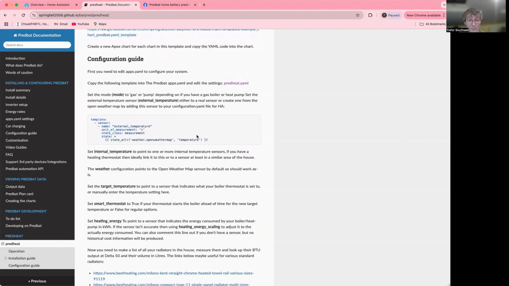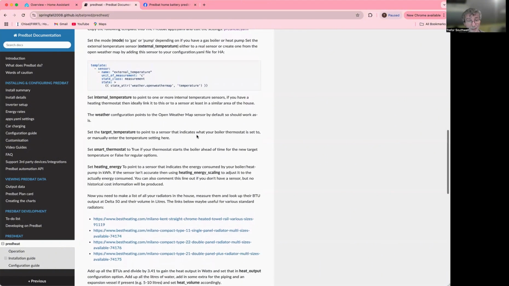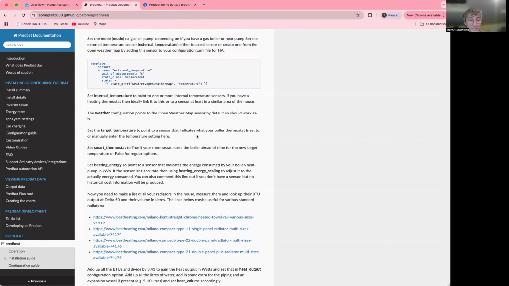How to set up the external temperature sensor, your target temperature, set whether you've got a smart thermostat or not. So a smart thermostat is one where it actually predicts what temperature your house needs to be in terms of heating on ahead of time, whereas a dumb one that's just got a temperature setting. Then setting up the heating energy, and any scaling you want to apply to that. I found with my boiler sensor, it wasn't hugely accurate. I had to scale it based on my real gas consumption.